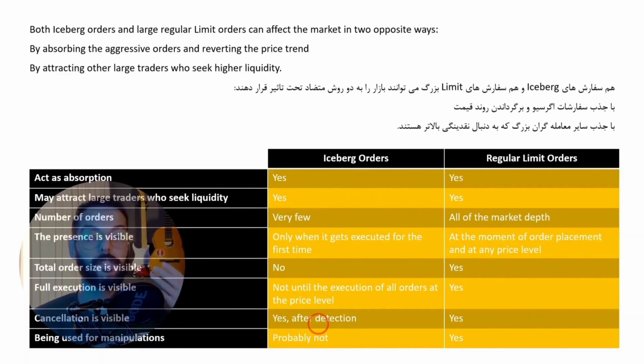But until it has been identified naturally, if a display size that hasn't been activated or identified yet is placed and then removed, we obviously won't know whether it was an iceberg or not. So, yes, after detection, after it's identified, being used for manipulation. For manipulation, it means essentially deceiving, somehow manipulating or cheating.